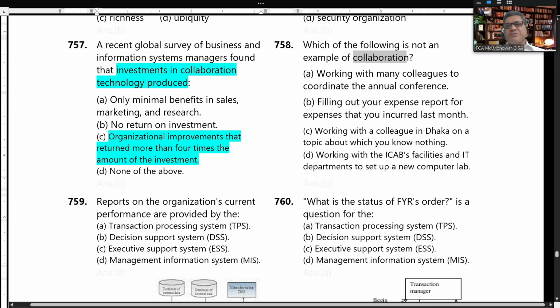Which one is not an example of collaboration? Working with many colleagues to coordinate the annual conference is collaboration. Filling out your expense report for expenses that you incurred last month, working with a collaboration, that is collaboration. Working with ICB facilities and the IT department to set up a new computer lab is a collaboration. Number B is not a collaboration. So filling out your expense report for expenses that you incurred last month is not a collaboration. The other three are collaboration.